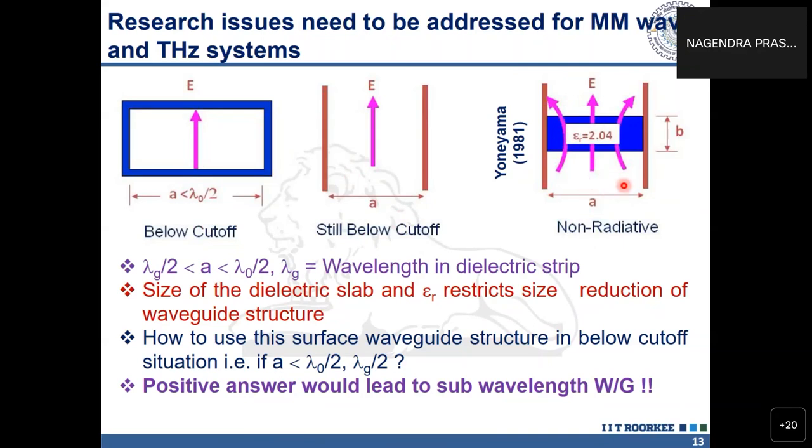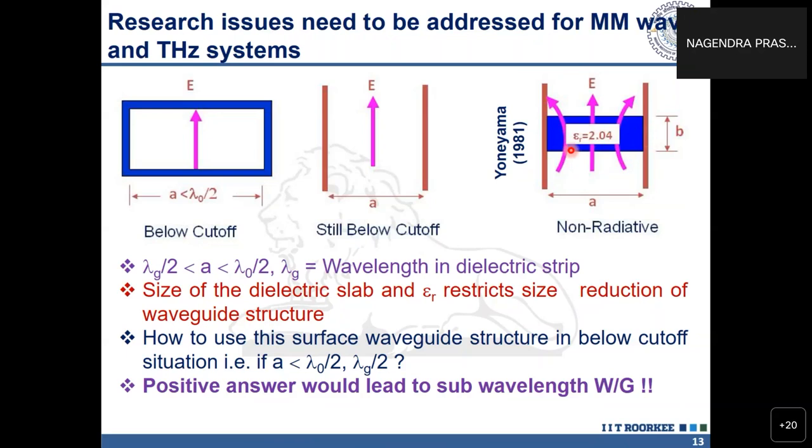So both mathematical conditions are fulfilled, and this is one of the popular guiding structures. But still, this suffers from the dimensions, because we cannot propagate if you reduce A less than lambda 0 by 2 lambda G, that is inside this guiding structure or inside this dielectric slab structure. It means again you will land up in the same problem that size reduction is not under your control.